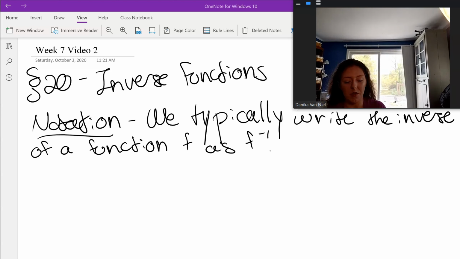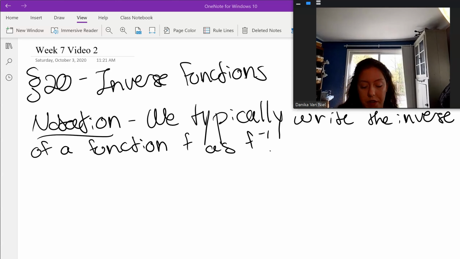But so we're going to be talking about inverse functions today. So it's kind of odd starting with notation, but I just thought it might be a little bit easier to start with that. So we typically write the inverse of a function f as f inverse, okay?